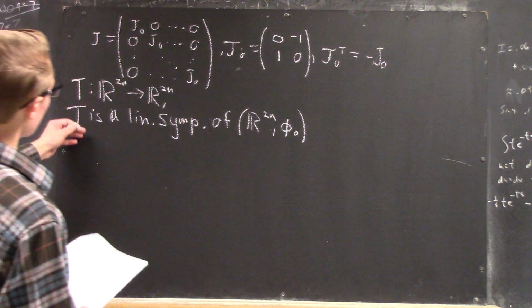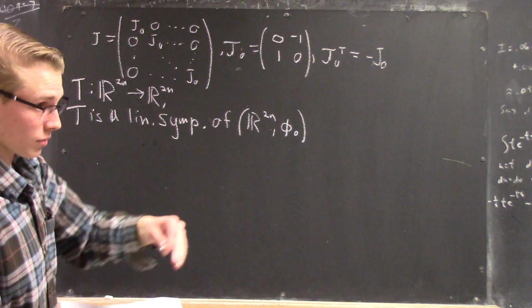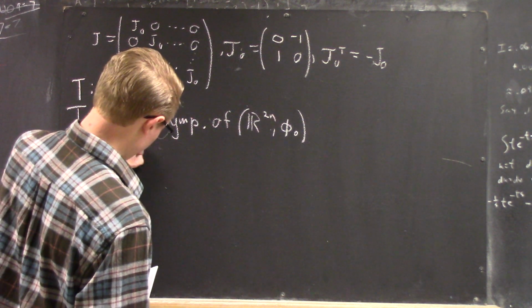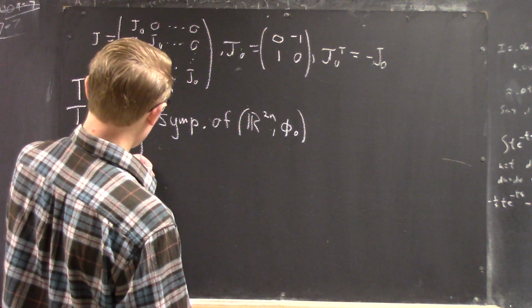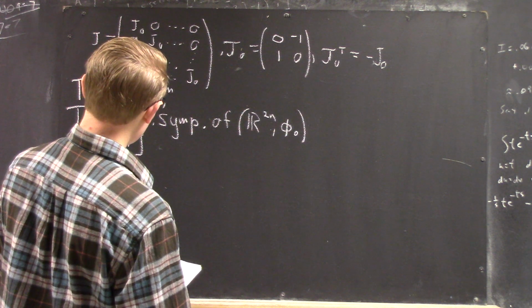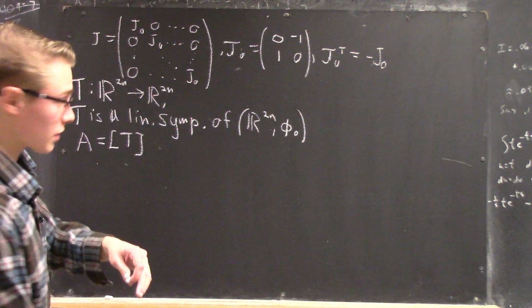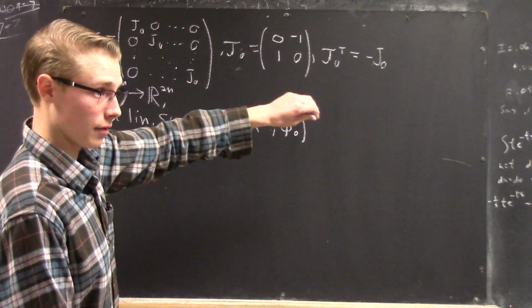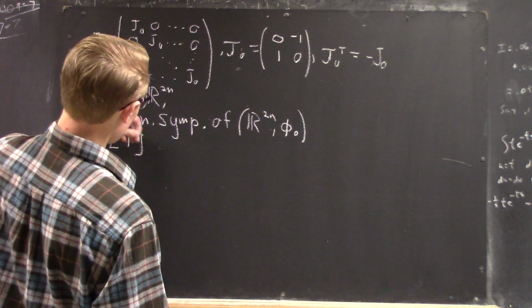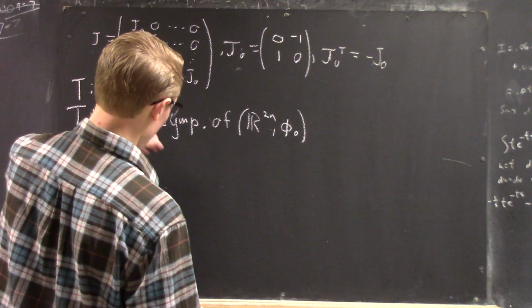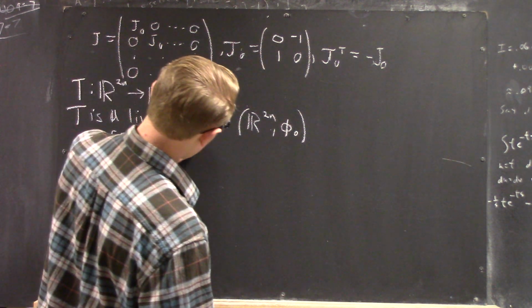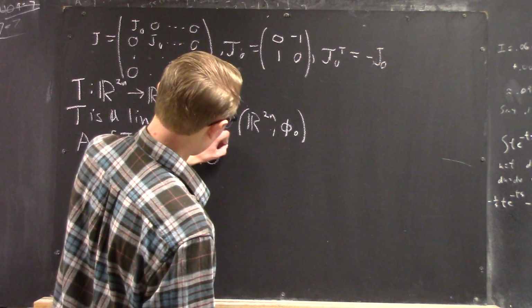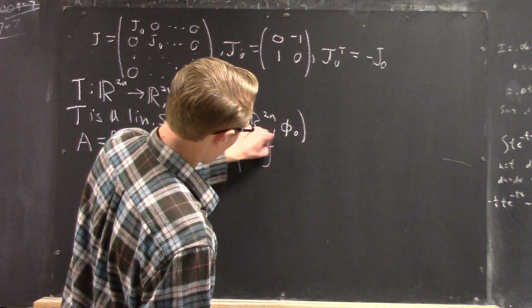This is a linear symplectomorphism if the matrix representation of this transformation, which we can call matrix A, is relative to a standard symplectic basis. This matrix's entries represent that standard symplectic basis. This is a linear symplectomorphism if and only if the matrix representation satisfies the following property: the transpose of A, times J, times A, simplifies to J.